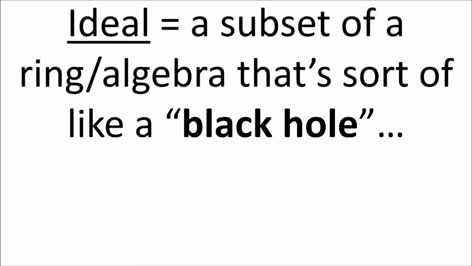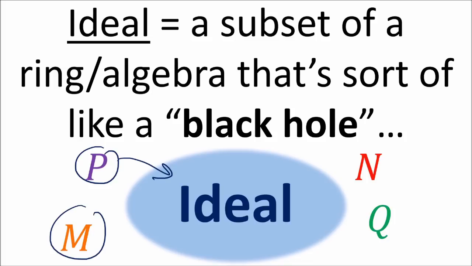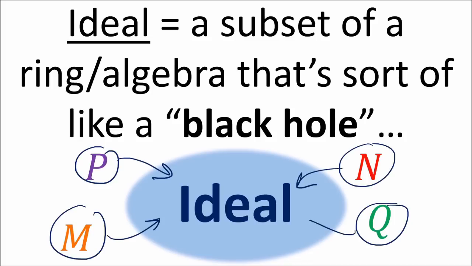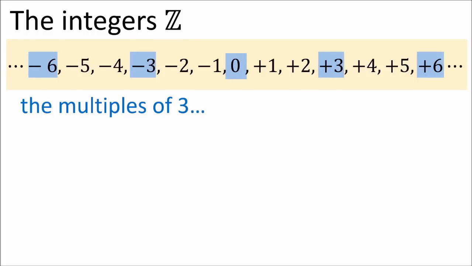Now let's talk about ideals, which are special subsets of rings and algebras. An ideal is a special subset of a ring or algebra that's sort of like a black hole, because ideals suck other ring elements inside of them so that they can't escape. I'll show you what I mean. Let's take a look at the integers. Specifically, we'll look at the subset of integers that are multiples of 3. So -6, -3, 0, +3, +6, and so on.